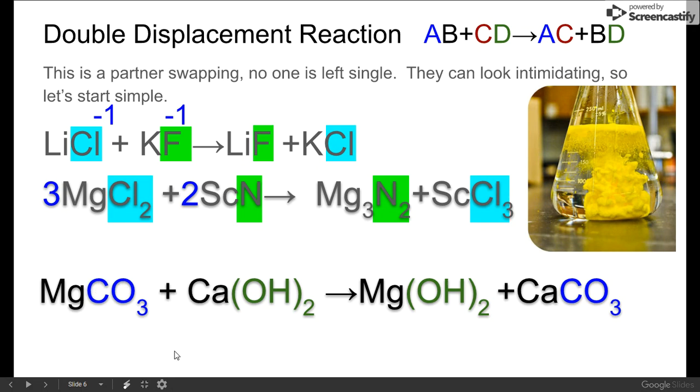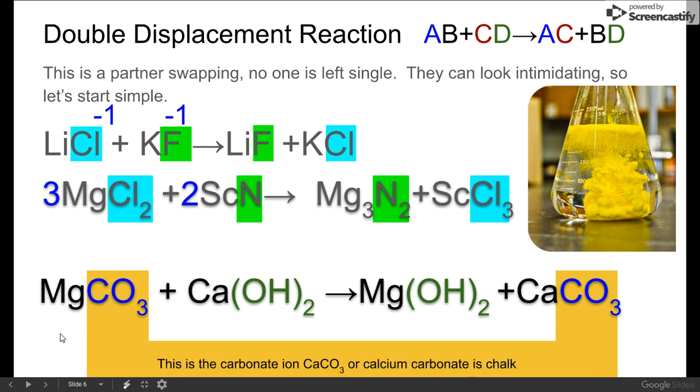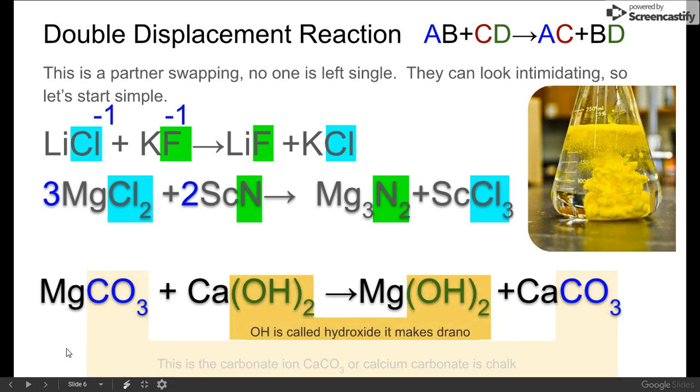What clusters are we going to look at? Hydroxide. That's the only one we need to worry about. But you can see that I've highlighted it in blue. It should be pretty obvious what switched places. The carbonate ion is called chalk when it's calcium carbonate, and it switched places with the hydroxide. And hydroxide is what makes Drano.